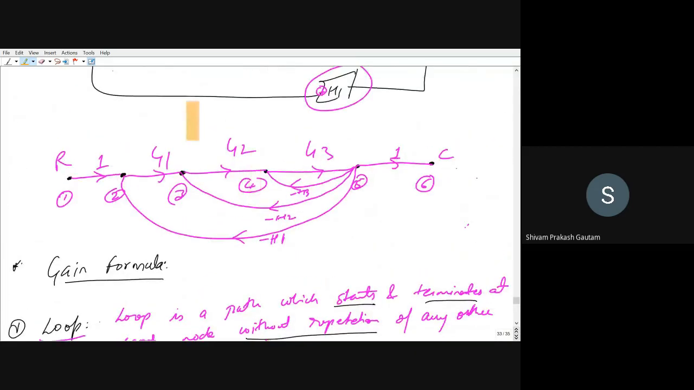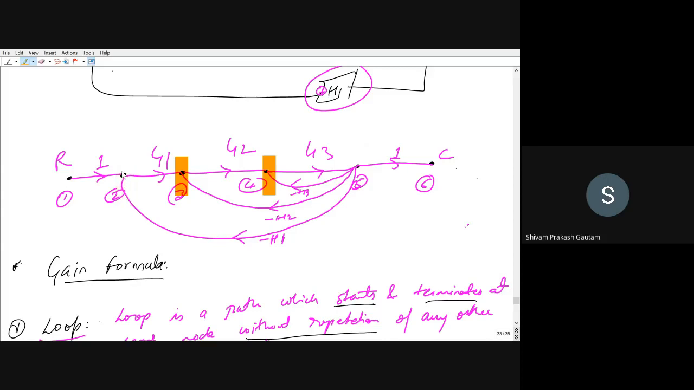For example, if you start from here and go to node 5, and from node 5 again go to node 4, this is one loop. If you are at node 3, from node 3 it is going to node 4, from node 4 to node 5, and from node 5 again to node 3. So this is again a loop.